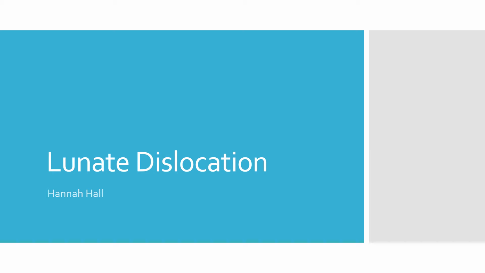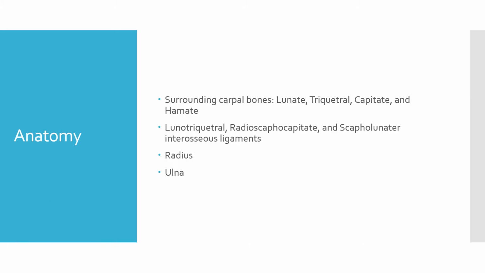My presentation is on lunate dislocation. Anatomy: this usually will affect the surrounding carpal bones around the lunate. So it would be the lunate, the triquetral, the capitate, and the hamate.